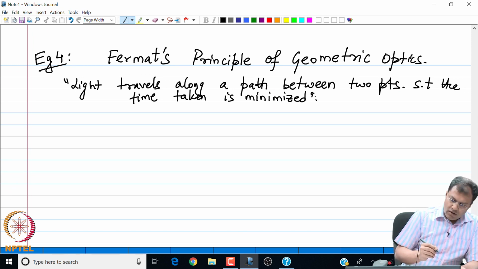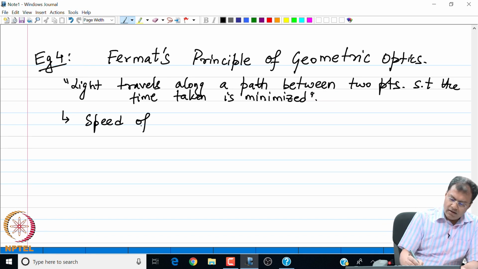To set up this problem, let us say that the speed of light, in general, depends on the medium in which it travels. So, it depends on the media.